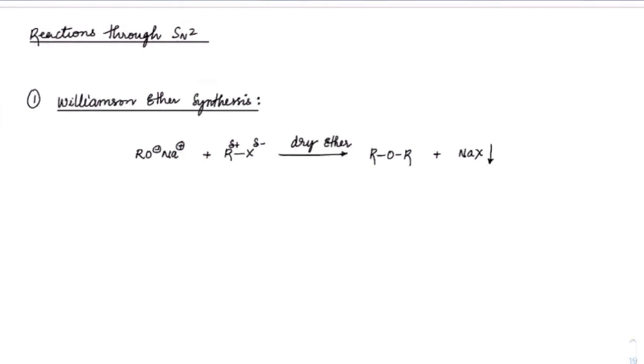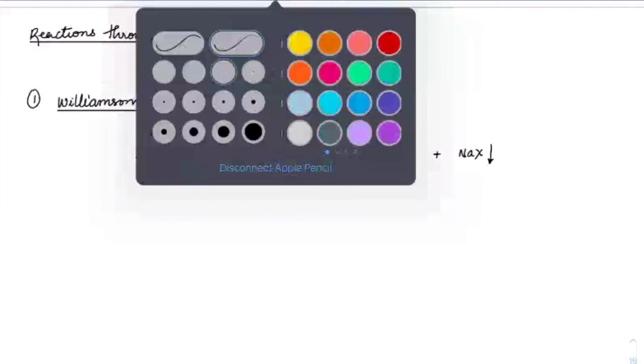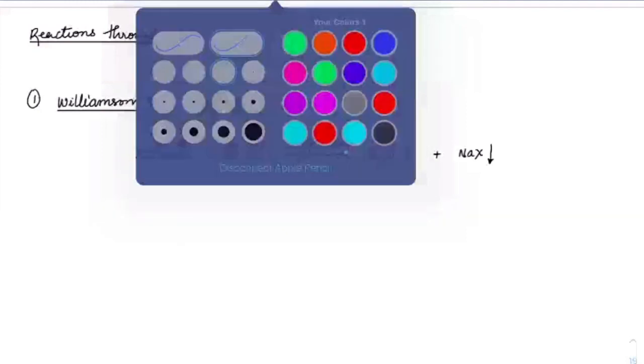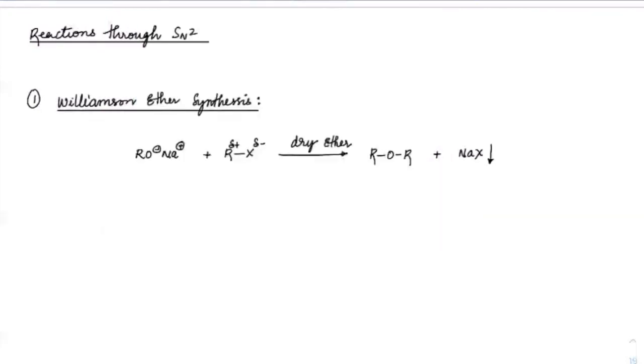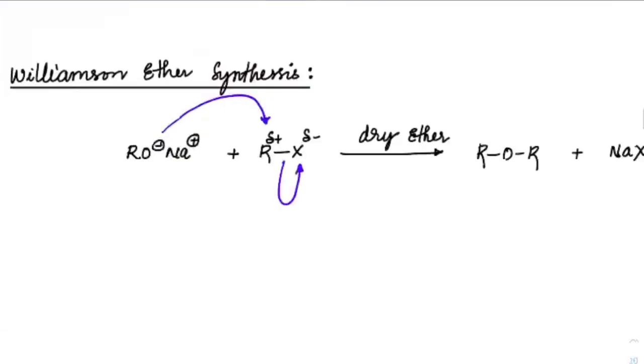See what is happening. RO minus is a strong nucleophile. The strong nucleophile attacks on this R and removes this X. And if this reaction has to go for SN2, there will be certain conditions on this R, right? Because SN2 cannot happen on every different R. If it is tertiary, then it won't happen.